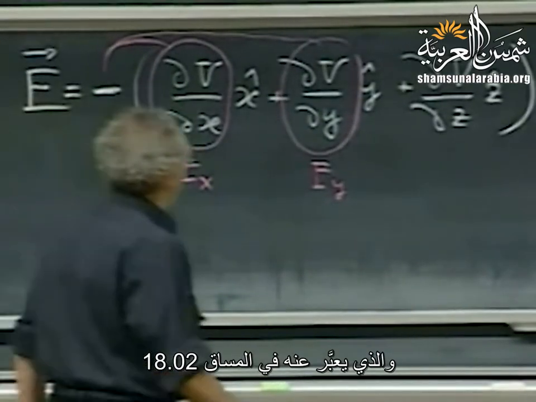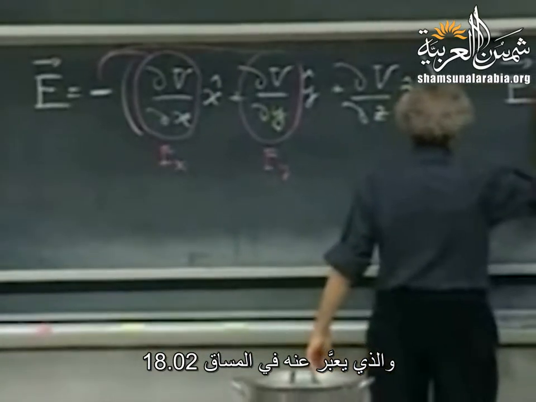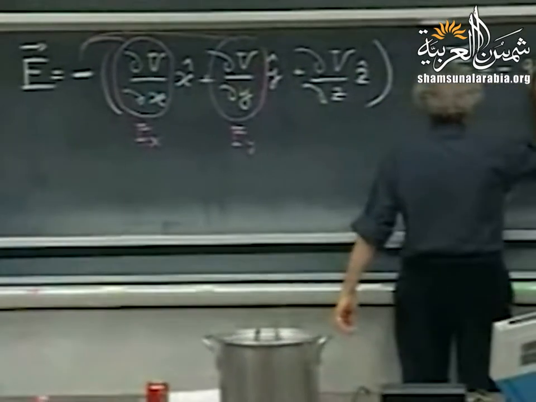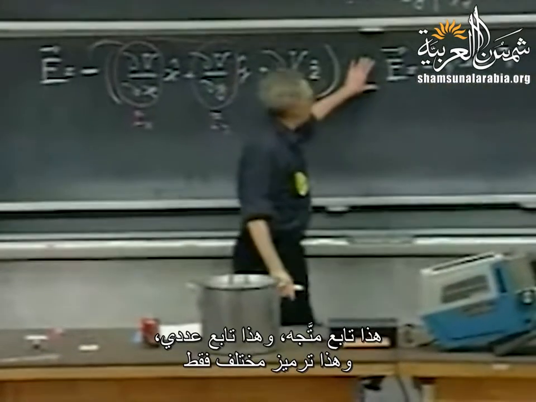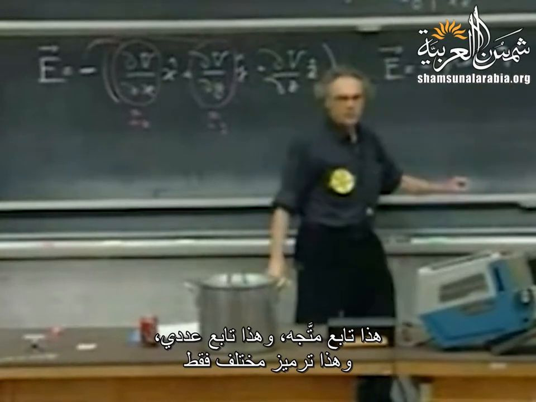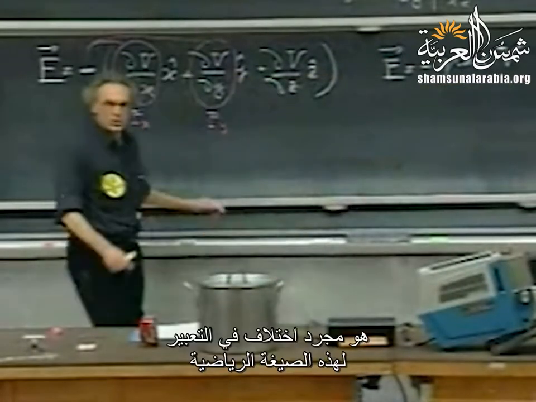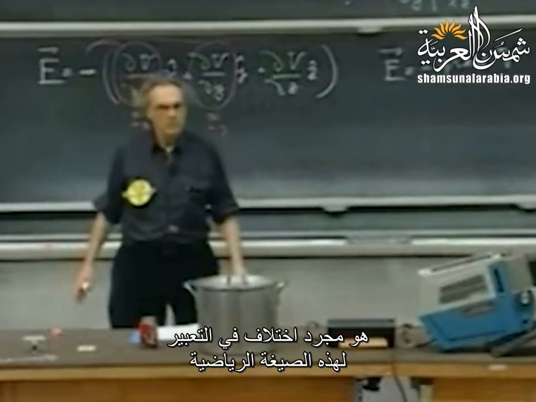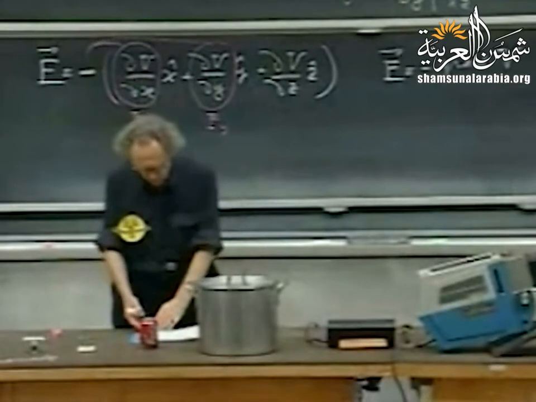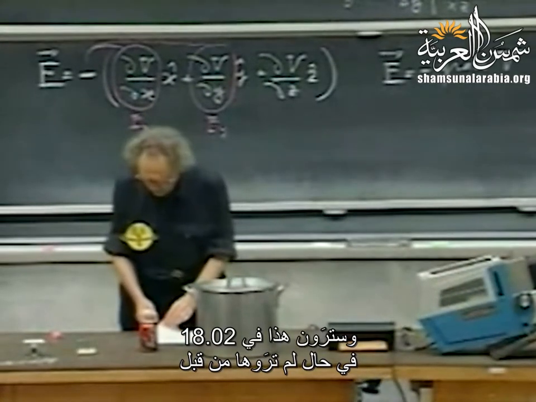notation, which in 18.02 you will learn, or maybe you already have learned, we would write as E equals minus the gradient of V. This is a vector function, this is a scalar function, and this is just a different notation, just a matter of words, for this mathematical recipe. And you'll get that in 18.02 if you haven't seen that yet.